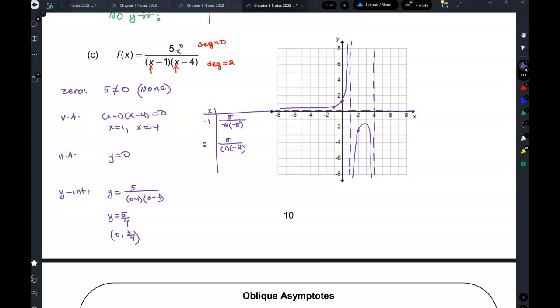Write down your questions. Now I'm going to the third region to the right. Let me put in a 5. When I put in a 5, I get 5 over 4 times 1. So that's 5 over 4, 1 1/4.